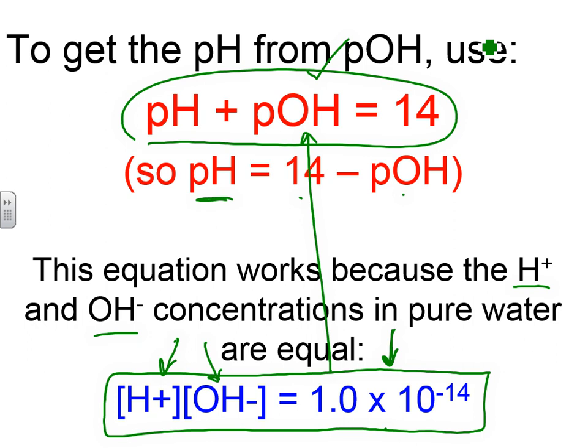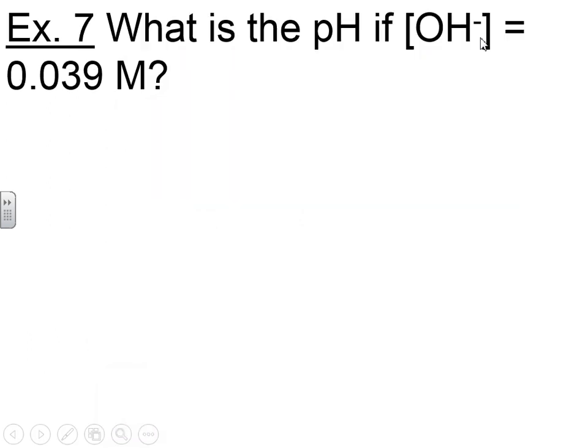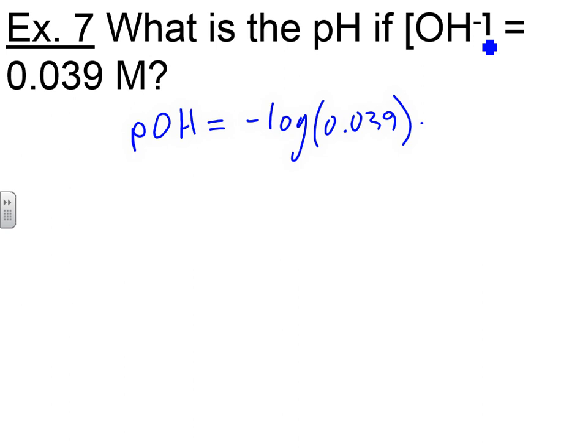So why don't we do an example or two. What's the pH if the hydroxide ion is 0.039 molar? What we'll first find is the pOH. Let's do it in blue, as that corresponds to bases. So the pOH is the negative log of 0.039. Let's go ahead and find what that is. Plug this number, 0.039, into your calculator, and we get 1.41 in this case.